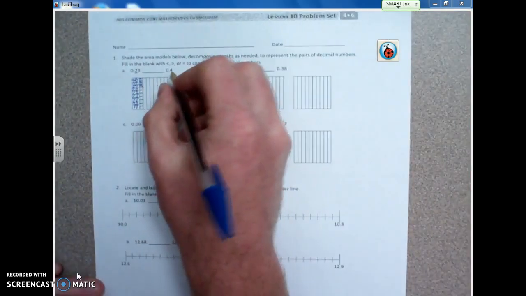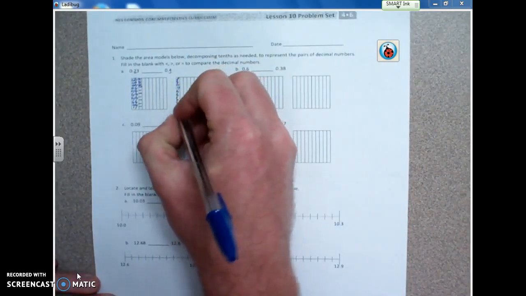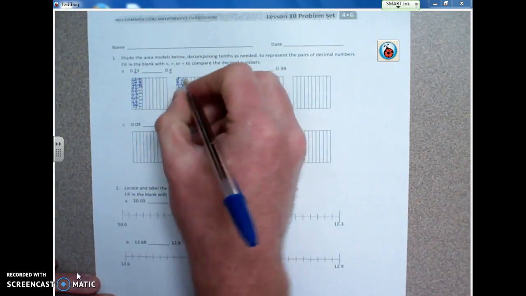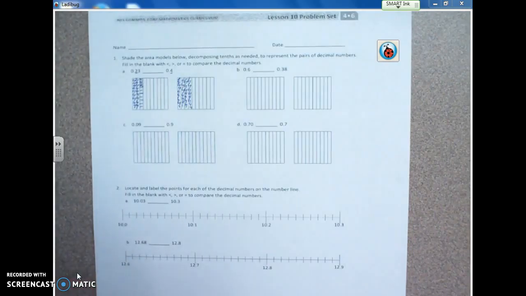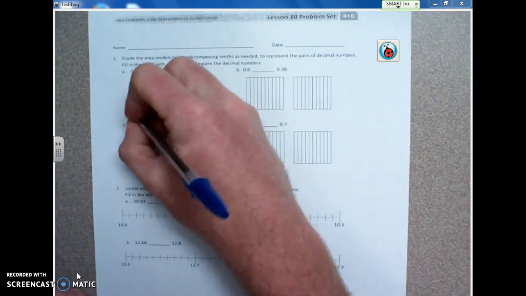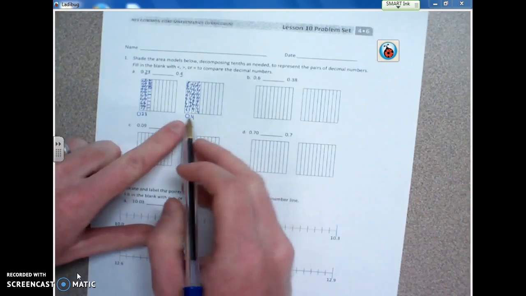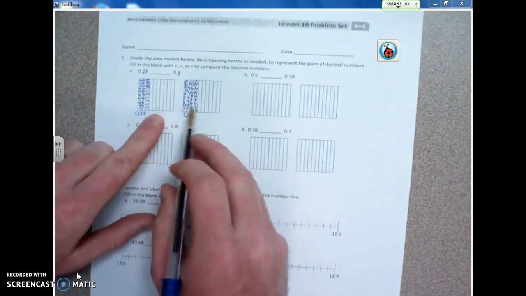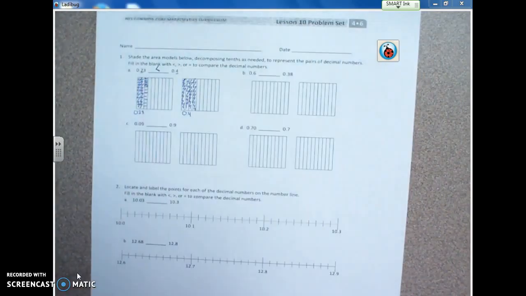For my 0 and 4 tenths, I have 4 tenths. So I'm going to shade in 4 tenths. There's my 4 tenths. This is my 0 and 4 tenths. Here's my 0 and 23 hundredths. So looking at my two pictures, I can see that 0 and 4 tenths has more shaded. So 0 and 23 hundredths is less than 0 and 4 tenths. All right, so you guys will finish those up in just a minute.